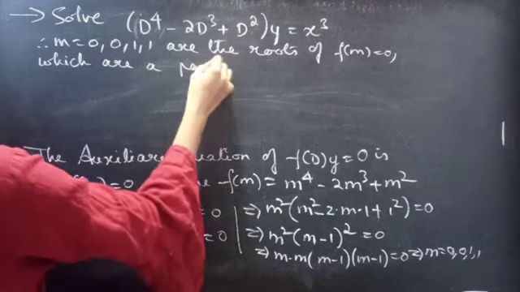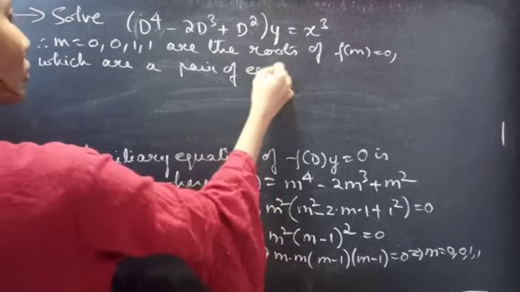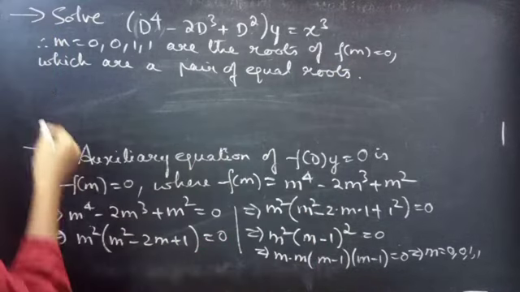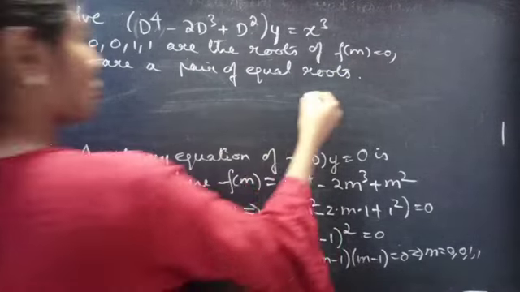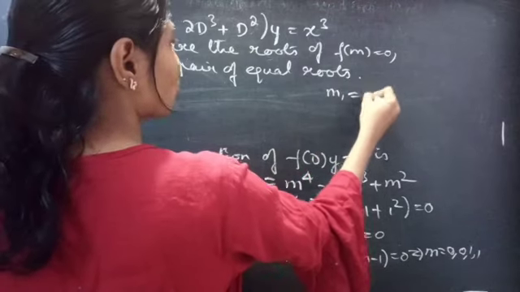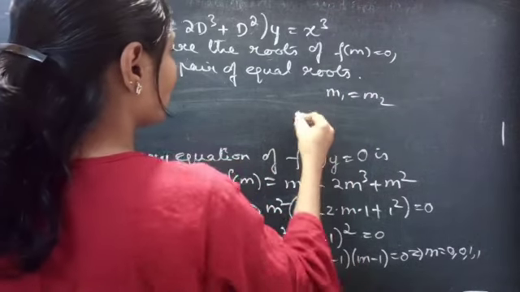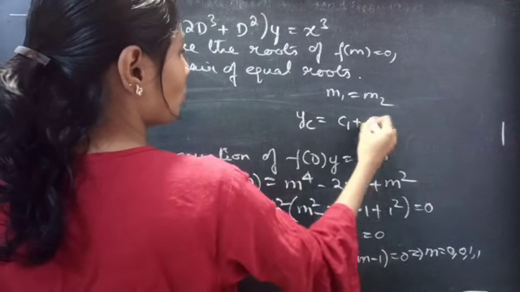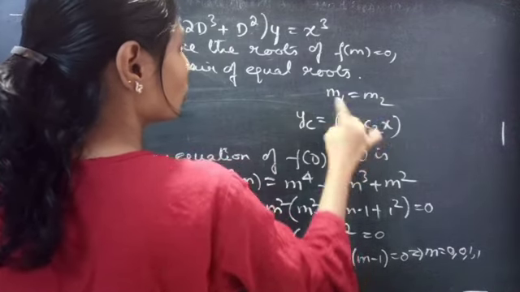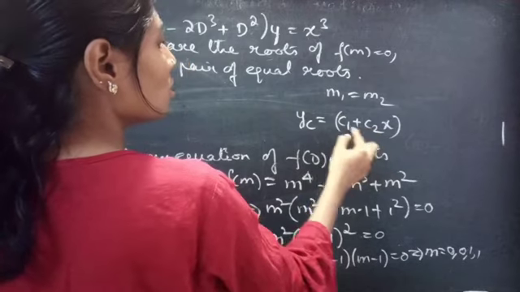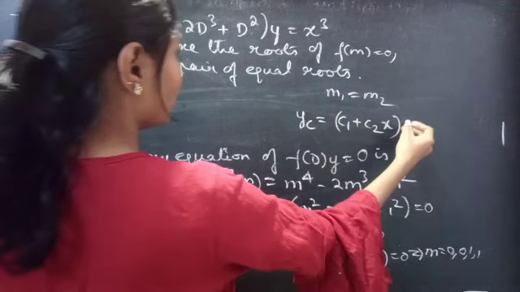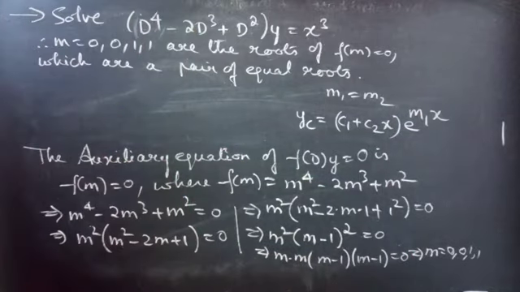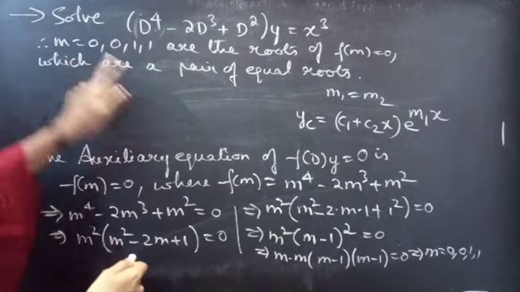Which are a pair of equal roots, right? We know that when two roots, say m1 equals m2, are equal, then our complementary function will be (c1 plus c2x), since two equal roots give you two terms under brackets, into e power that equal root into x.